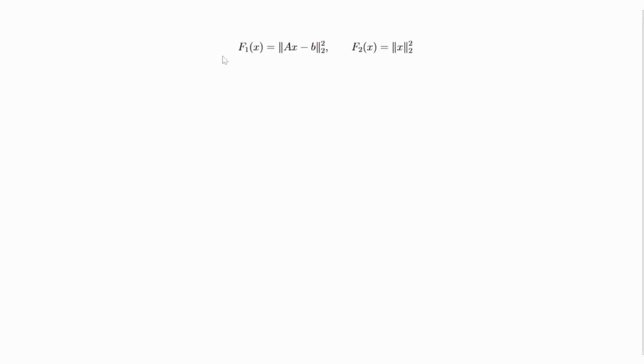So f1 is your standard least squares objective function. We want to minimize ||Ax - b|| under the L2 norm. Now, this is a measure of how well your model is fitting the data. But in regularized regression, we also have this f2, which is the penalty on x. So this is measuring how small x is, and we want x to be as small as possible. Now f1 and f2 kind of pull against each other, so there's a fighting force.